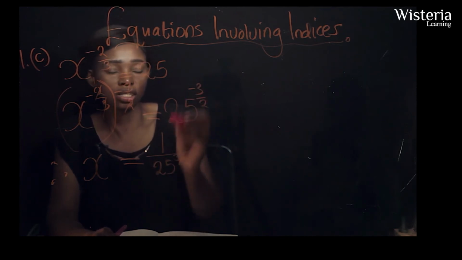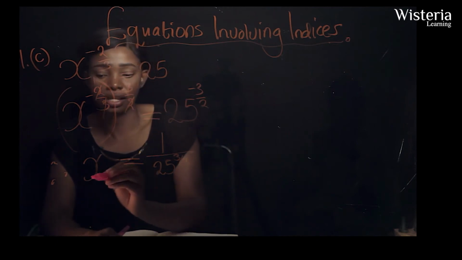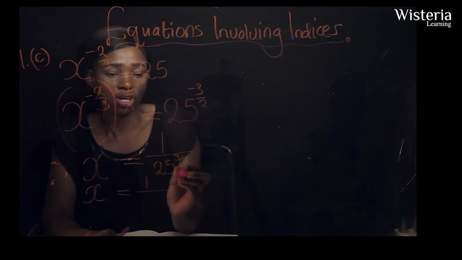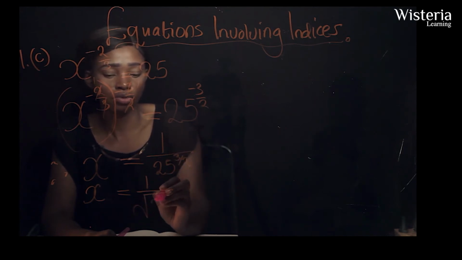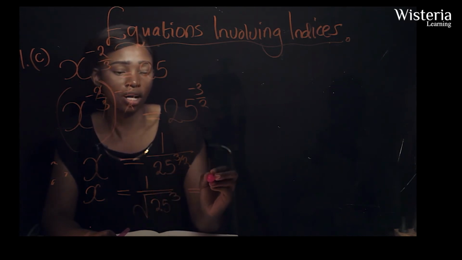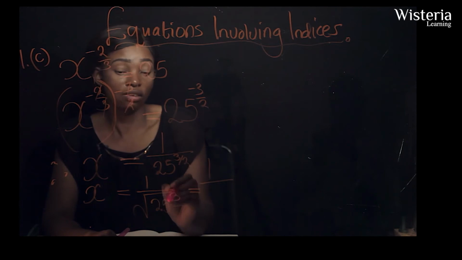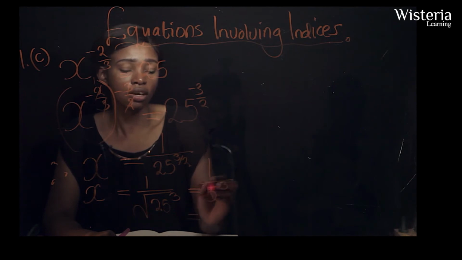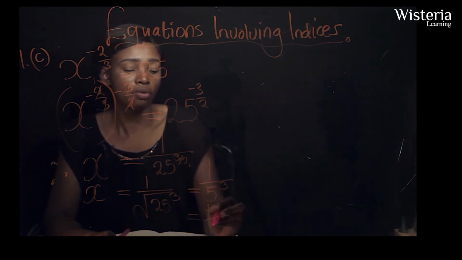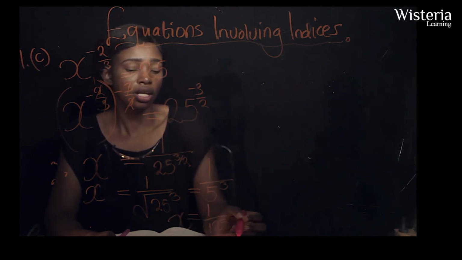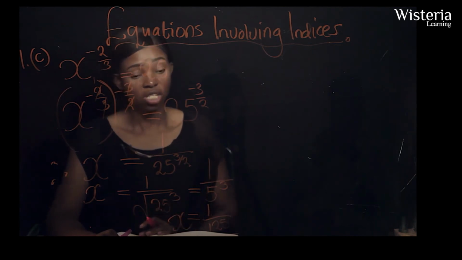We express this negative index as a positive index, so therefore our x will be equal to 1 over the square root. Remember we said this is our n, this is our m. The square root of 25 to the power 3. And this will give us 1 over the square root of 25, which is 5, to the power 3, which will eventually give us 1 over 125. So x is equal to that. Okay, x is equal to 1 over 125.